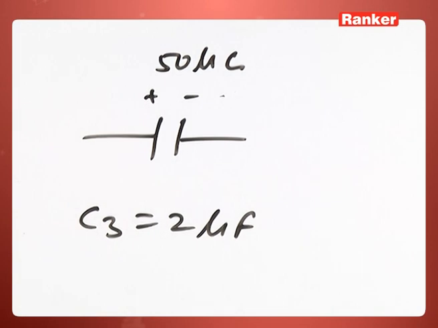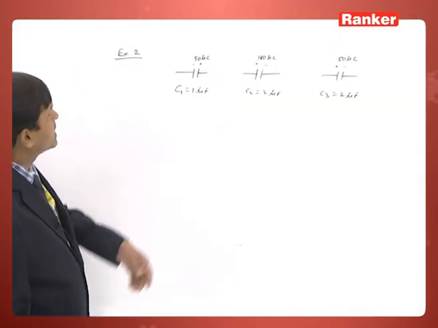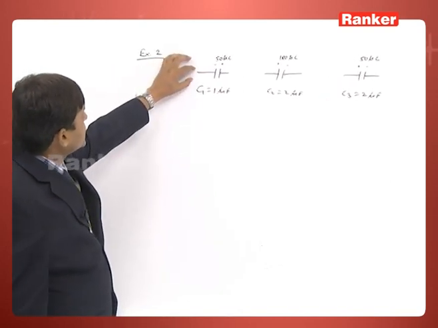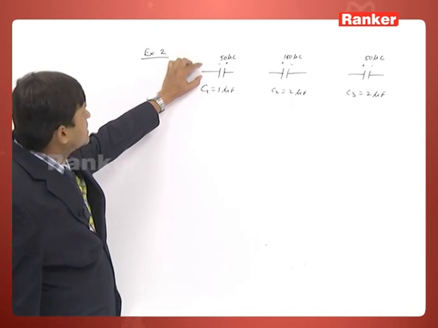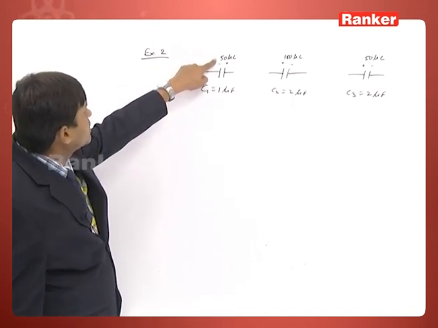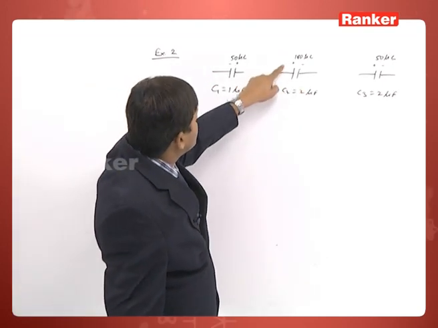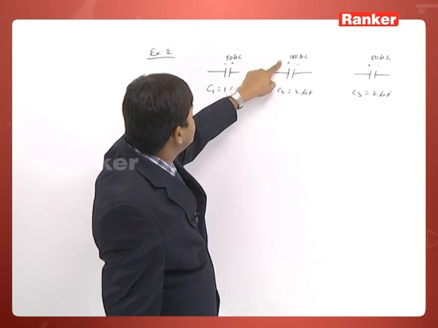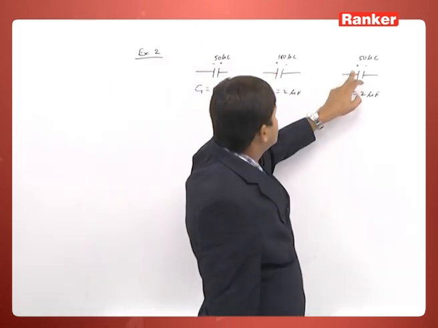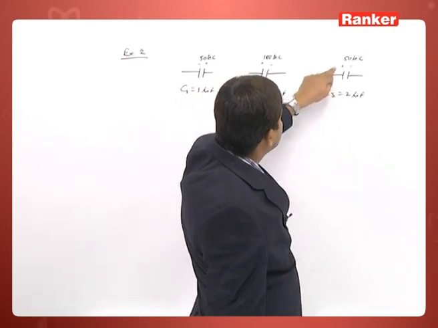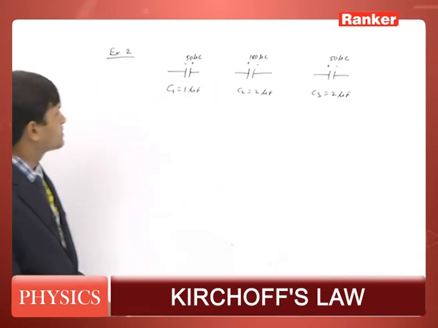50 microcoulomb. So it means from here we can clearly say this capacitor is separately charged with a 50 volt battery. That's why the charge is 50 microcoulomb and the polarity is shown like this. And this capacitor has also been charged with a 50 volt battery and the charge is this. This capacitor has been charged with a 25 volt battery, so the charge is your 50 microcoulomb.